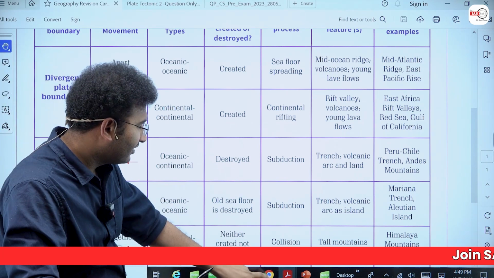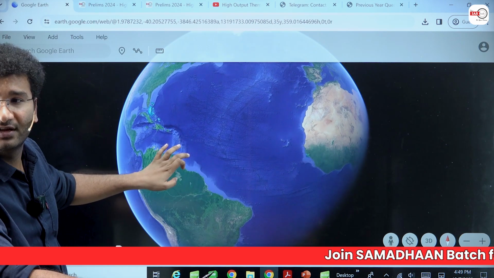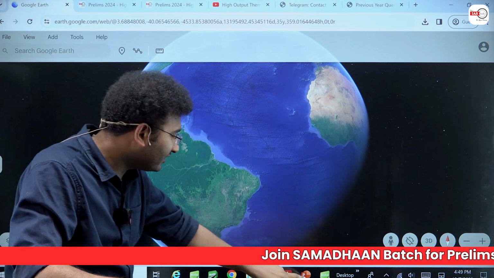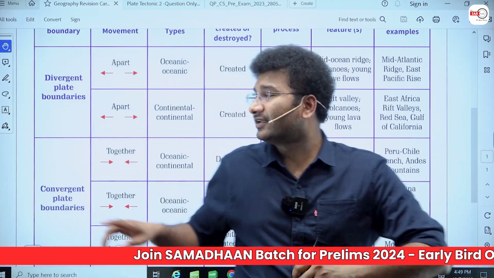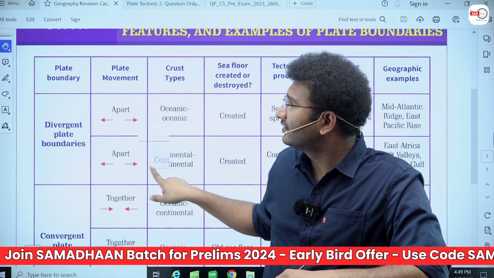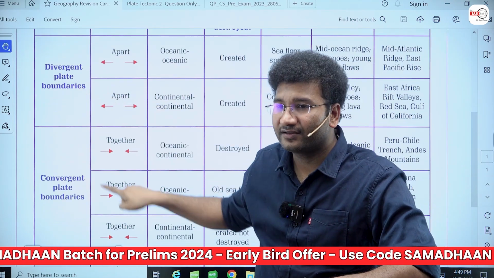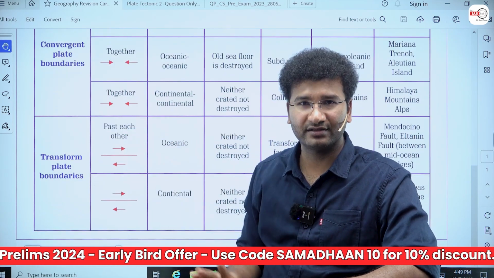Now come back. You know that this earth is divided into n number of plates और इसका movement is leading to the formation of a few landforms. Now see, any plate boundary can be either a divergent boundary, or a convergent boundary, or a transform boundary.